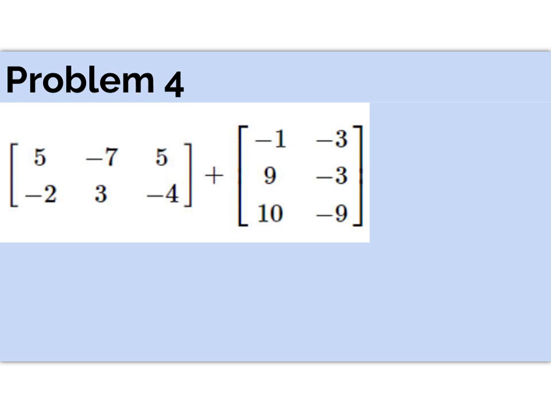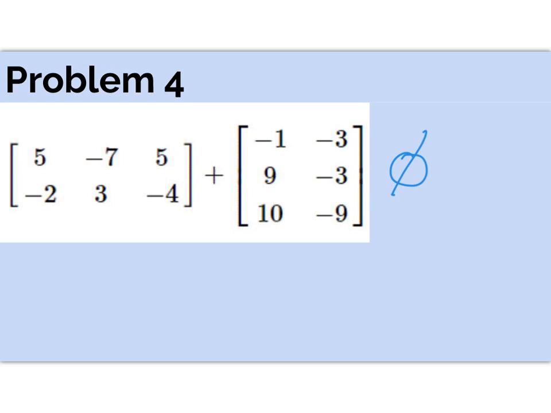Okay, so the last one. We have a 2 by 3 matrix and a 3 by 2 matrix. And can we add these? No, we cannot. They are not the same size, so we have what is called an empty set.